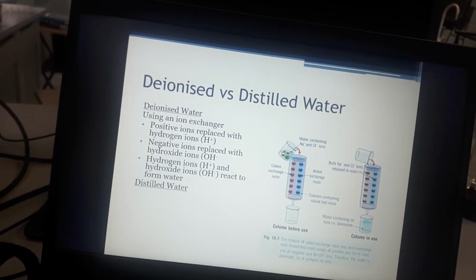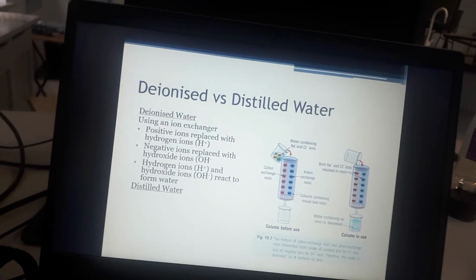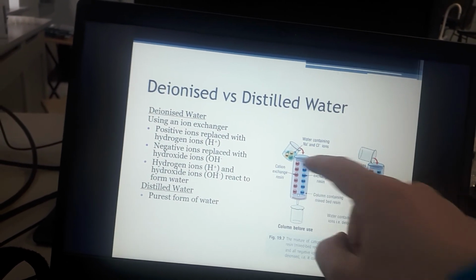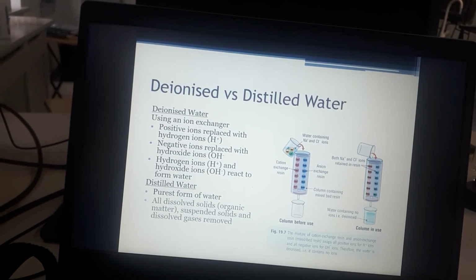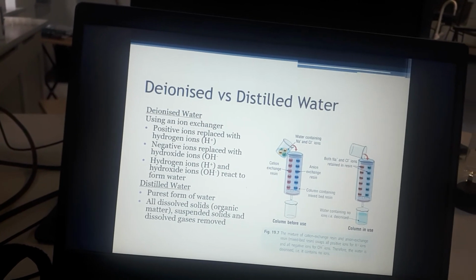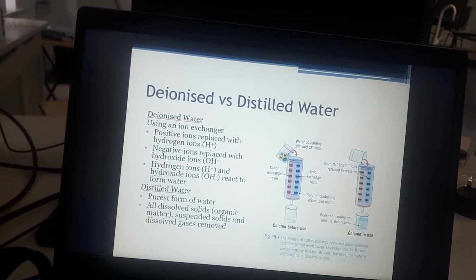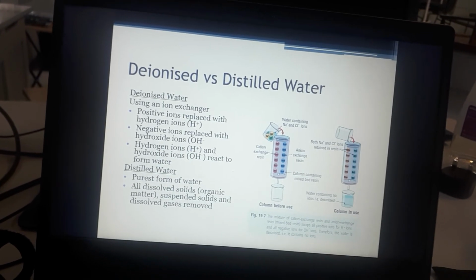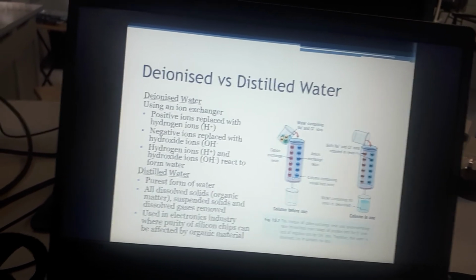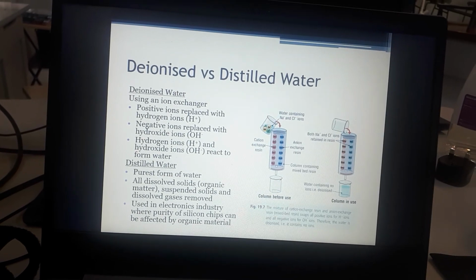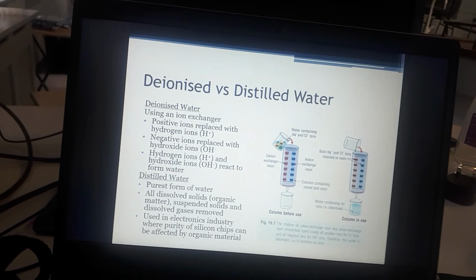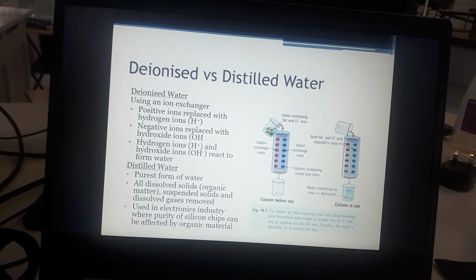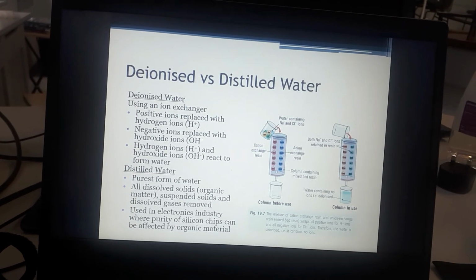So distilled water then is basically our purest form of water. So deionized water only has the ions removed, whereas distilled water has all dissolved solids, organic matter, suspended solids, and dissolved gases removed. Okay, they all remain in the pear-shaped flask. Distilled water isn't really widely used because it's not really commercially viable, as we looked at in a previous slide. So it does cost an awful lot.